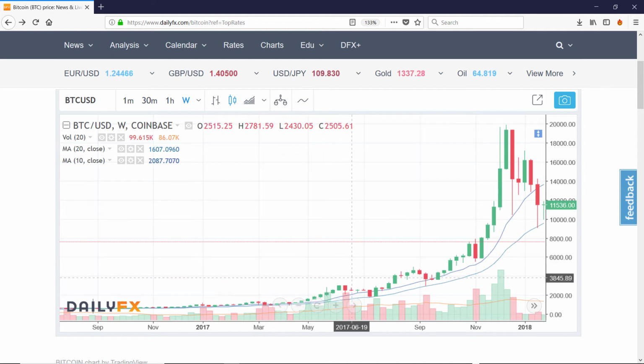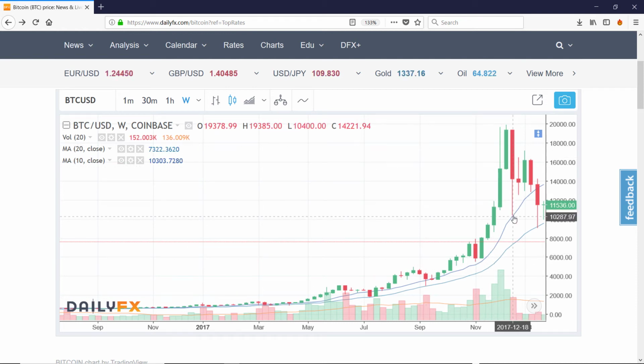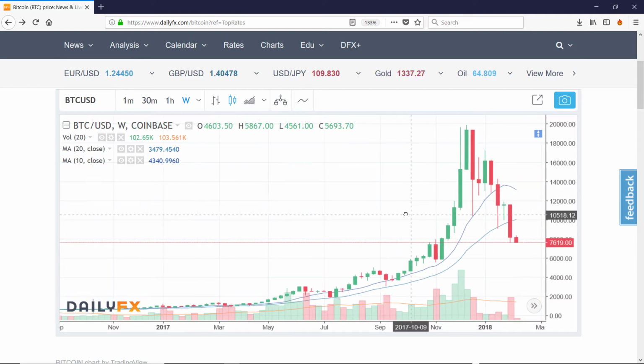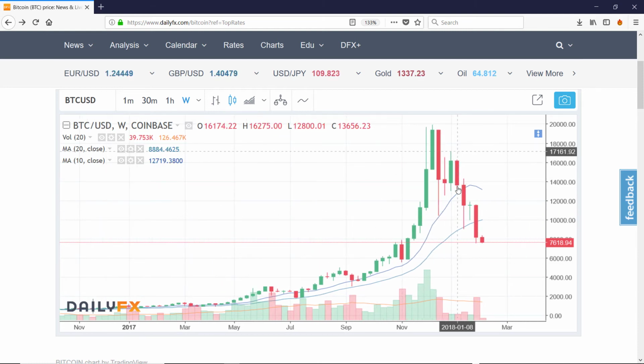So we can see here that the 20 had been the support during the uptrend here, but now when it accelerated, suddenly the 10 was holding. These were probably along the 5. So you can add multiple different moving averages to see what's going on. In this case, when it fell through the 10 and it actually fell through the 20.